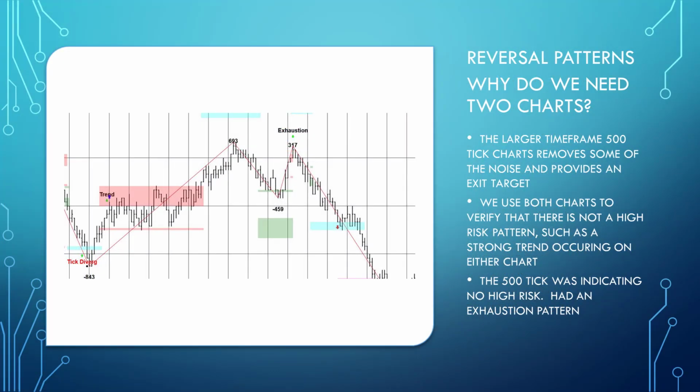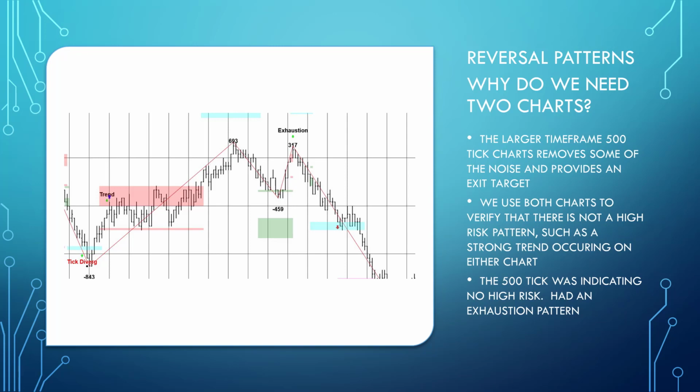So why do we use 2 charts? Just like in the other patterns, we want to look at a 500 tick chart before going into a trade, because the 500 tick chart removes some of the noise and also sometimes provides an exit target. We also use both charts to verify that there is not a high risk pattern, such as a strong trend trade occurring on either chart.